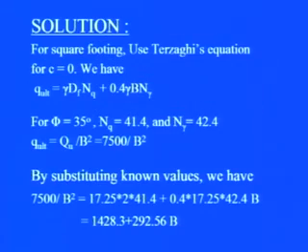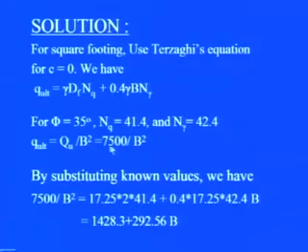So, this can be solved by using Terzaghi's equation for square footing. Here we have C equal to 0. So, the C term will vanish and we will be left with Q ultimate equal to gamma Df Nq plus 0.4 gamma B N gamma, because this footing is a square footing. For phi equal to 35 degrees, Nq equal to 41.4 and N gamma equal to 42.4, these can be obtained either from the table or by the charts. So, when you substitute these values of Nq, N gamma, gamma, Df, B in this ultimate bearing capacity equation, we will be left with the bearing capacity as 1428.3 plus 292.56 B, where B is the unknown.